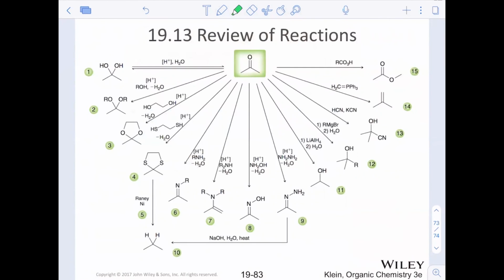And here's our review of reactions, okay? So when we're looking at these reactions, we've learned quite a few this chapter. I would highly recommend concept mapping these and creating a chart for yourself so that you can do an overview of carbon, sulfur, nitrogen, hydrogen, and oxygen nucleophiles.